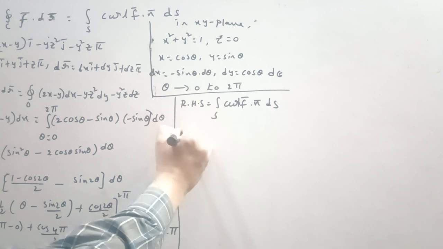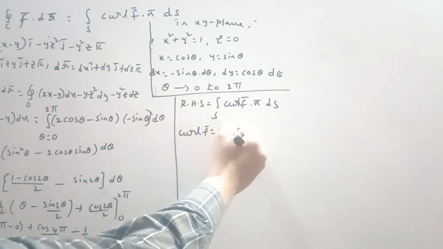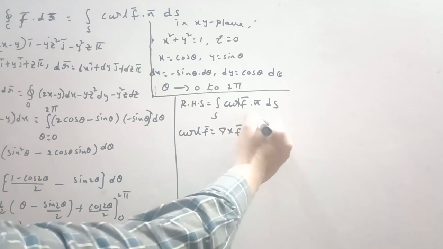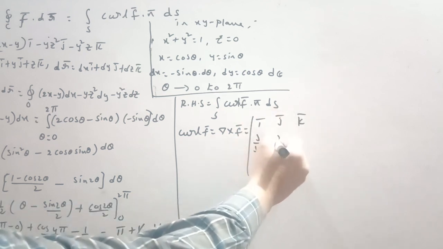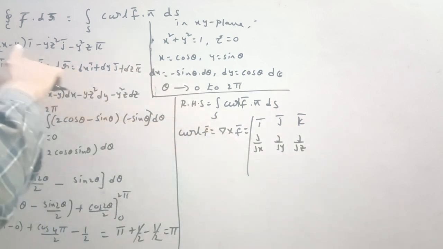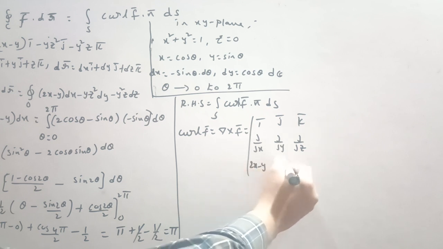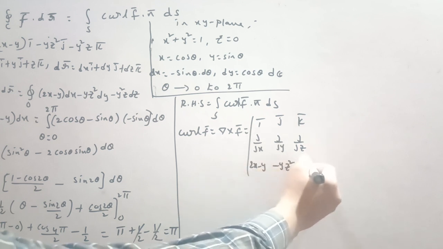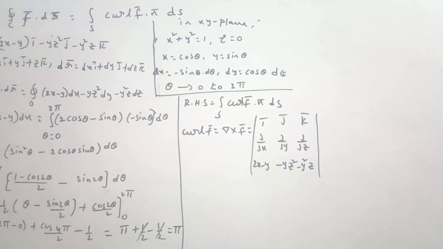Now curl f bar is equal to del cross f bar, that is equal to the determinant with i bar, j bar, k bar, dou by dou x, dou by dou y, dou by dou z. So f bar is what? 2x minus y, then minus yz square and minus y square z, correct? So that is the value of f bar.